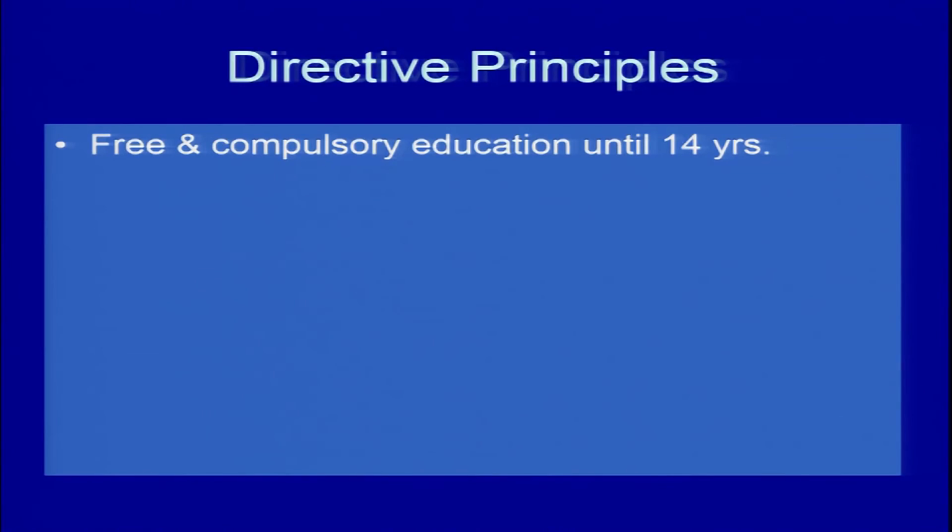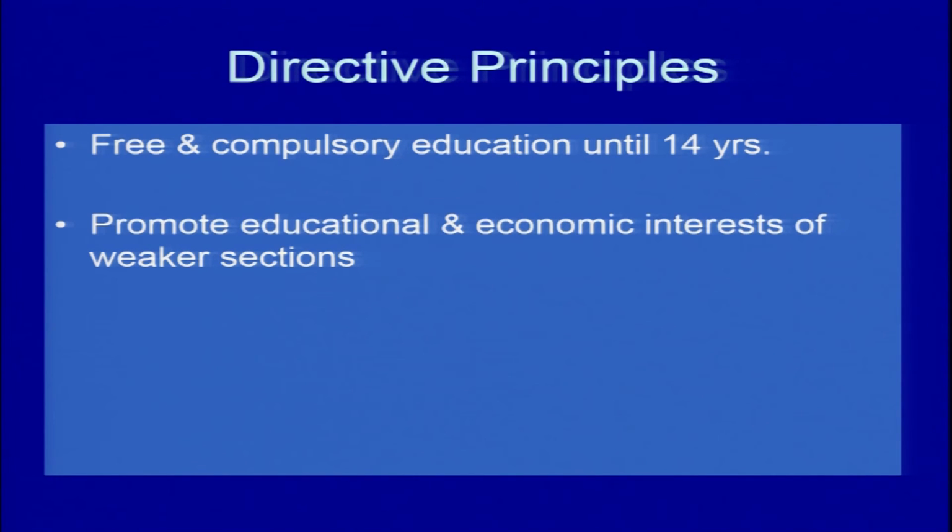Now, another directive was free and compulsory education until age 14 years. As I mentioned, it was felt by the policymakers that everybody should get education up to a certain minimum level. And that should be free and compulsory. The state should be able to provide education. So we have the Right to Education Act, though it has been passed recently and is not properly implemented, but this is in tune with following the directives that were suggested when our constitution was framed.